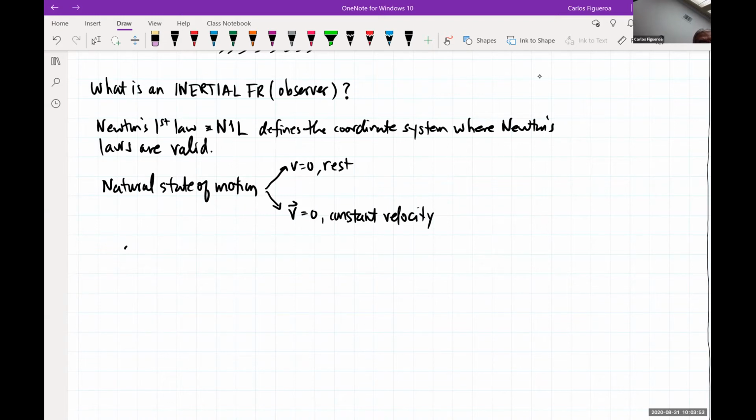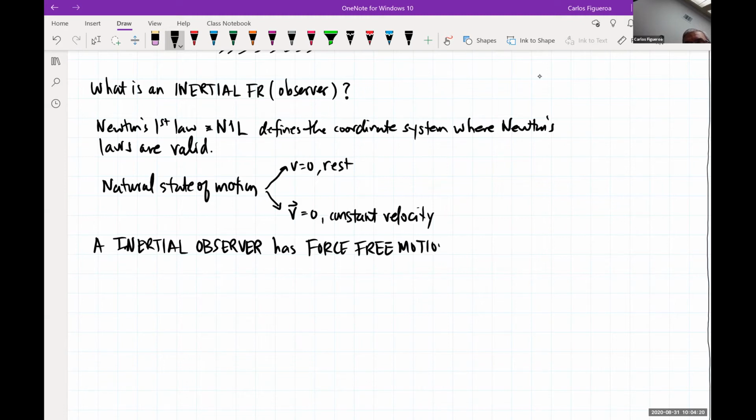An inertial observer has force-free motion. And what do I mean by force-free motion?